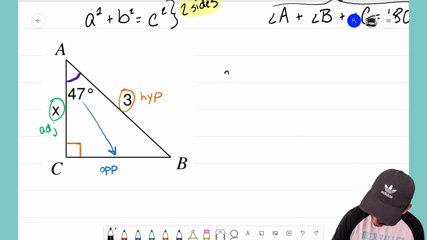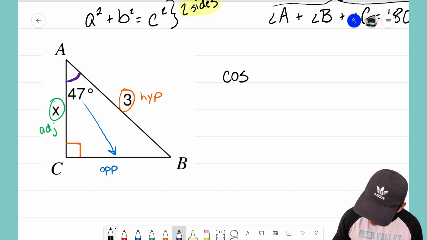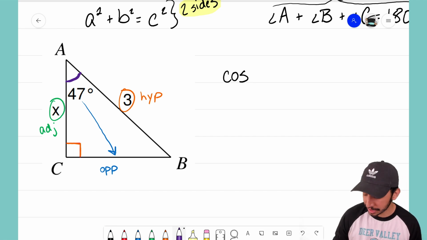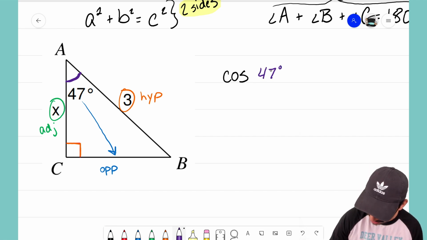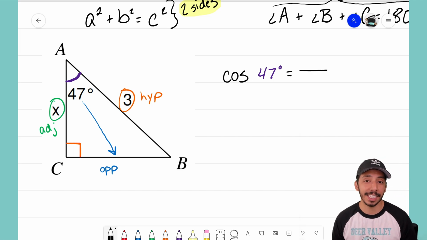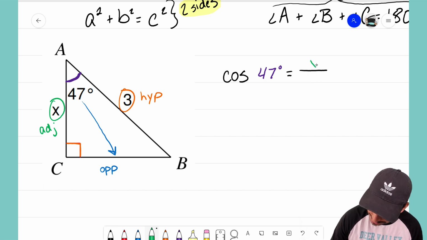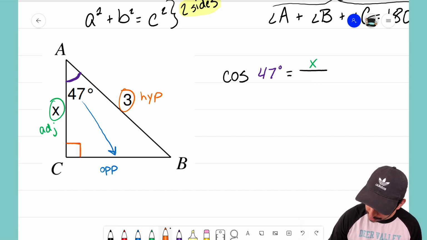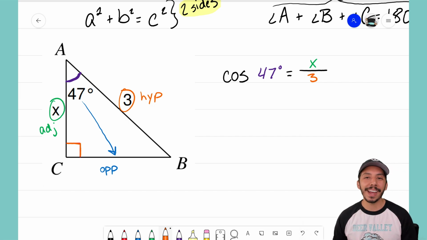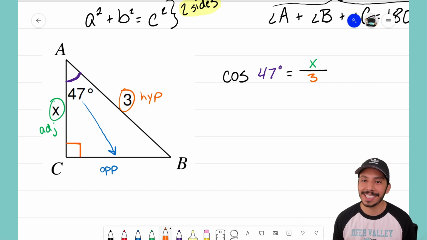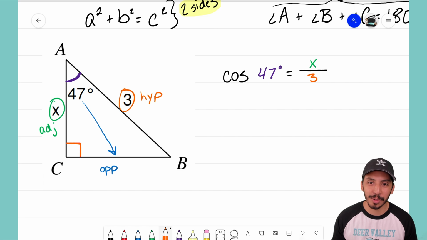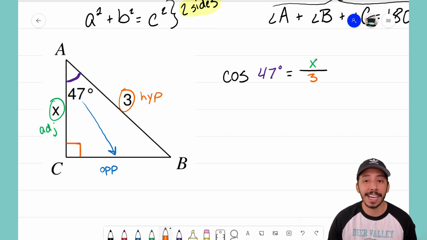So I'm going to go ahead and copy that down. Cosine of my angle, well, my reference angle here is 47 degrees. That equals our ratio of sides, adjacent over hypotenuse. Well, my adjacent side is x, my hypotenuse is 3. So now I have a cosine ratio set up. I have one variable in there, that adjacent side, that's x. I can definitely solve this problem.